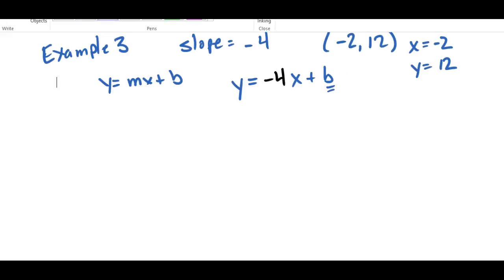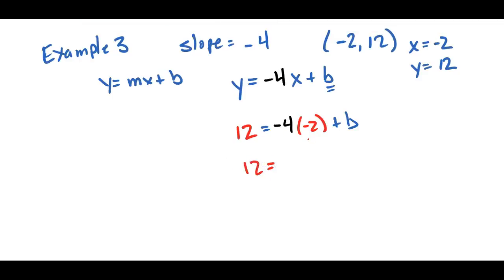So I'm going to use red for the ordered pair. So I know that y is equal to 12, so I'll put 12 here. 12 equals, then I have my slope, negative 4. And I'm going to multiply that negative 4 times x, which is negative 2, plus b. And now I'm going to do some algebra. So 12 equals negative 4 times negative 2, that's a positive 8, plus b.